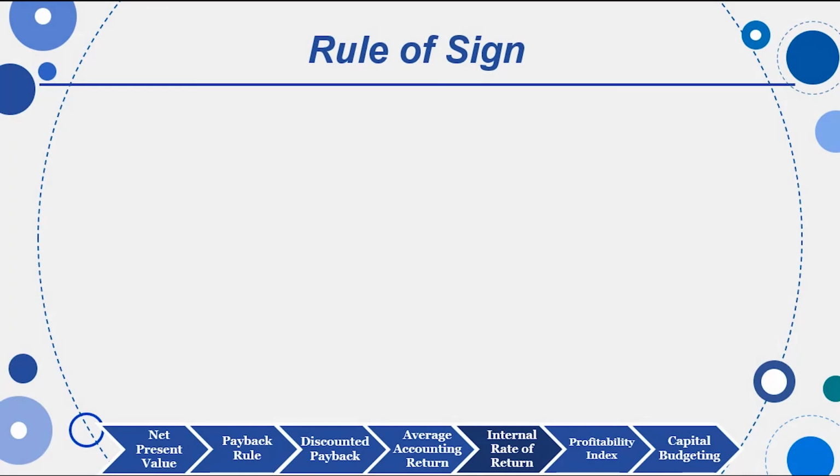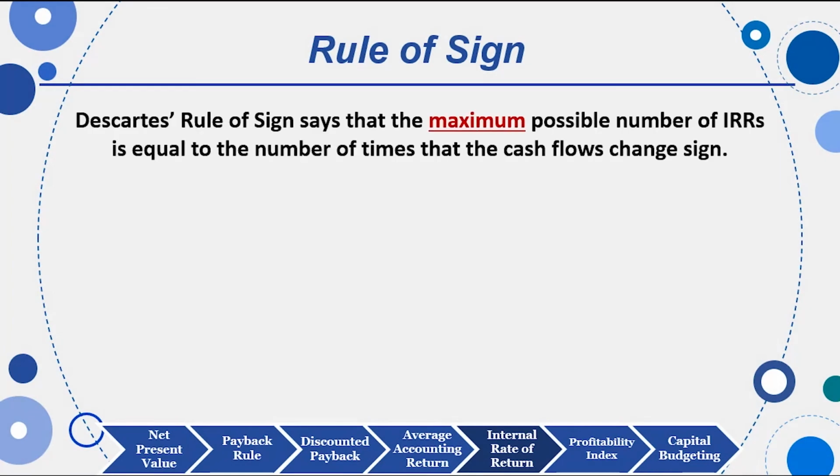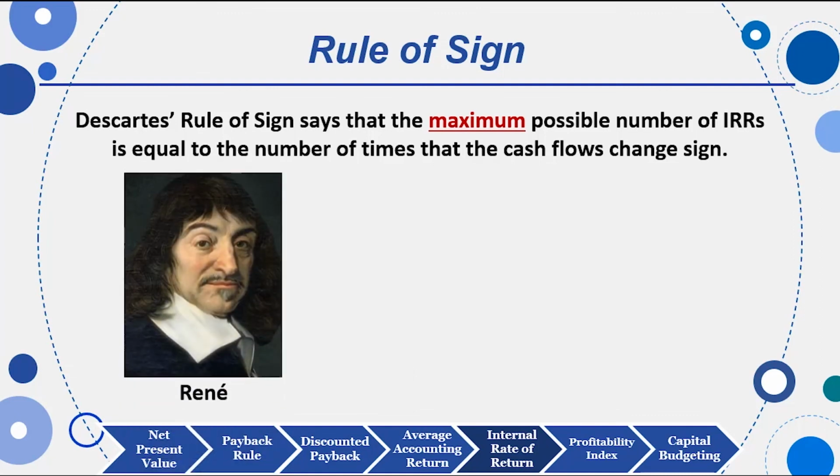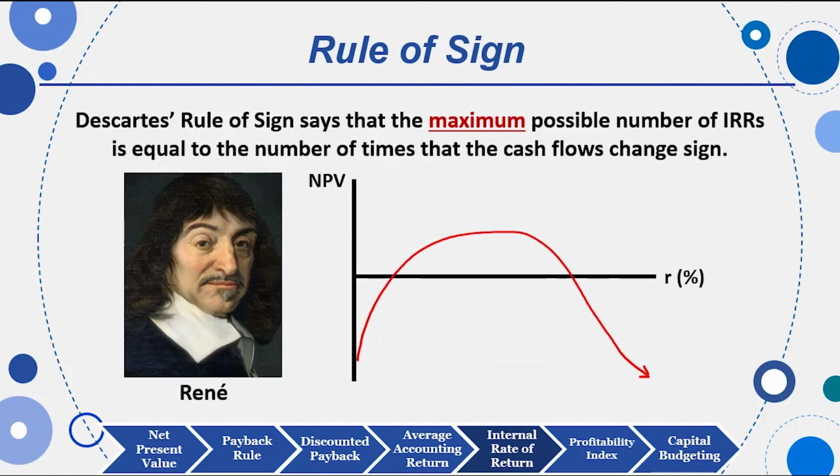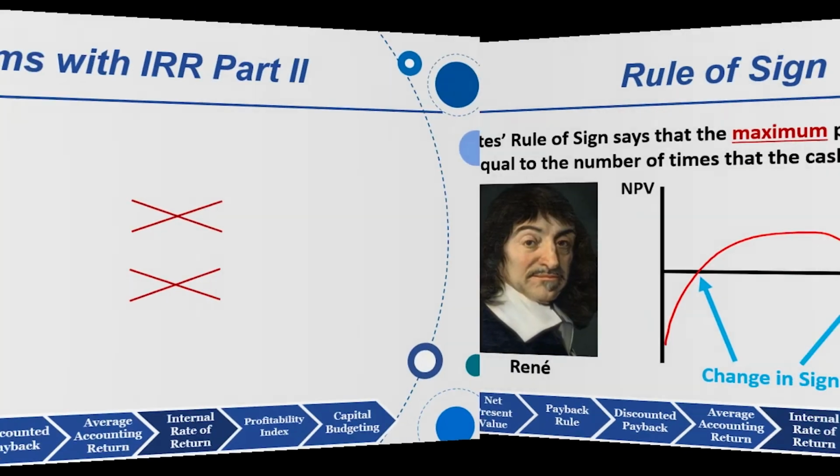So Descartes' rule of sign, follow it carefully. It says the maximum possible number of internal rates of return is equal to the number of times the signs change in the cash flows. And avoid non-conventional cash flows if you can.